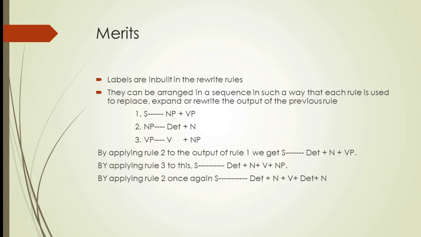Okay, so that is again an advantage of the phrase structure grammar. One, what we have discussed is that the labels are inbuilt in the rewrite rules. I've already told you, sentence is divided into noun phrase plus verb phrase. In the noun phrase itself, all the other labels are inbuilt. You know that noun phrase is determiner plus noun, and verb phrase has got verb plus determiner plus noun. So all the labels are inbuilt in the rewrite rules.